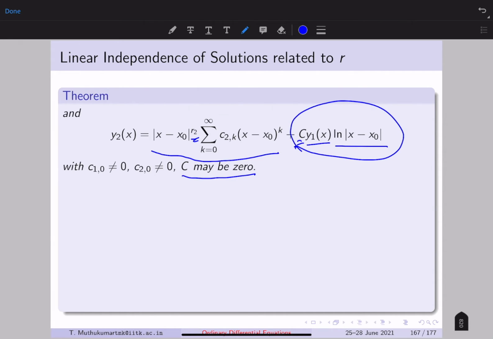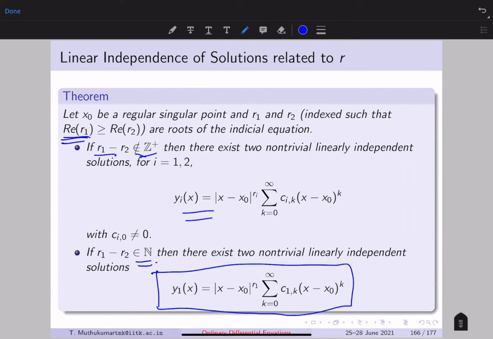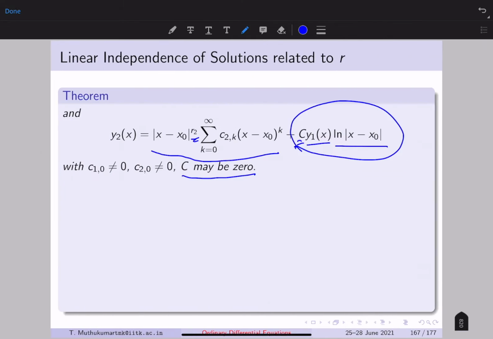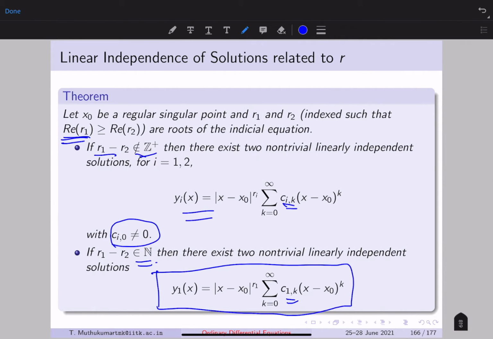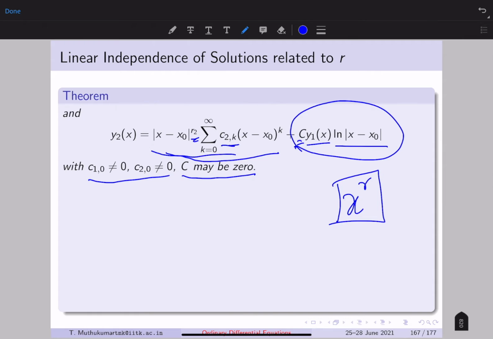The only condition here is that in both these cases, the first coefficient, c_0 when k equals 0, is non-zero. Basically, the coefficient corresponding to x to the power r should be non-zero. So this is the second situation, where R1 minus R2, the difference, is a positive integer. In that case, you have one solution, and the other solution may be of this form. If it is not linearly independent, then you have it in this form.